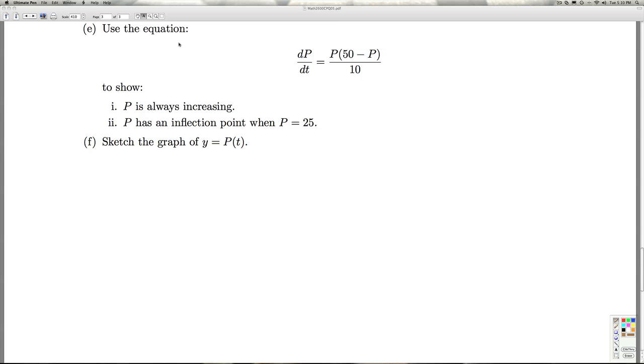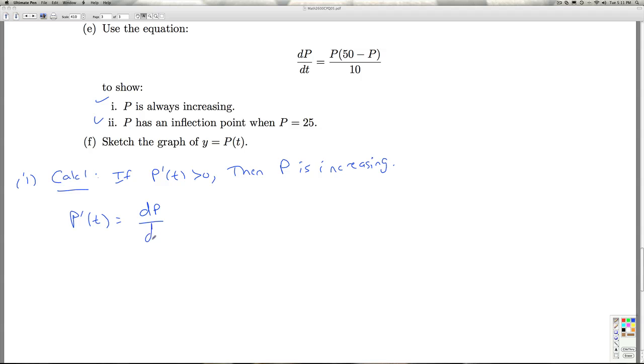All right, part E, we're asked to use the differential equation to show these two facts about the population function P. For part 1, we're asked to show that P is always increasing. From Calc 1, we know that if P prime of t is always bigger than 0, then we can conclude that P is increasing. P prime of t, which is just another way to write dP/dt, is equal to this.